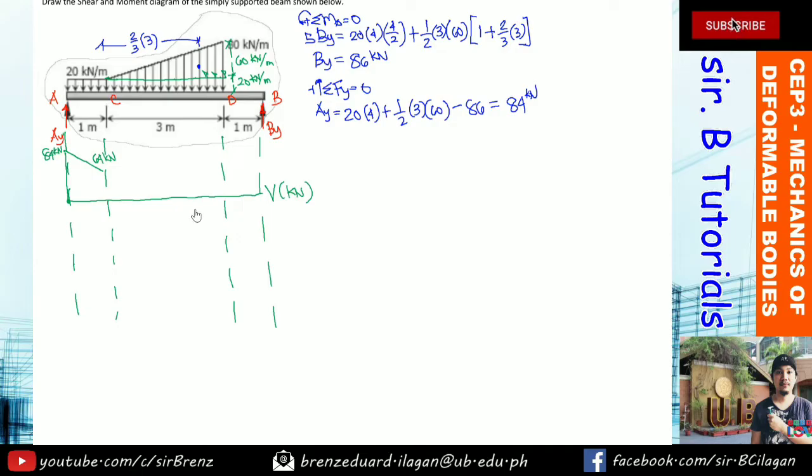64 kilonewton. Next, we have here the trapezoidal loading, or in the shape of a trapezoid. That is the sum lang ng area ng rectangle and area ng triangle. Kung hindi nyo alam yung derived formula, pero kung tandaan yung formula for trapezoid, di ba, A sub t is equals lang sa h over 2 multiplied by the base 1 plus base 2.